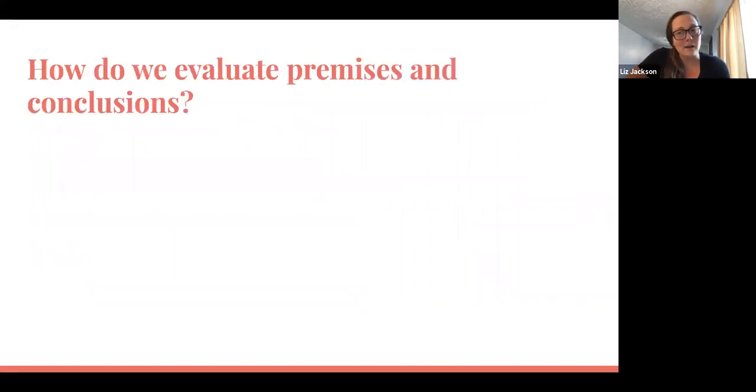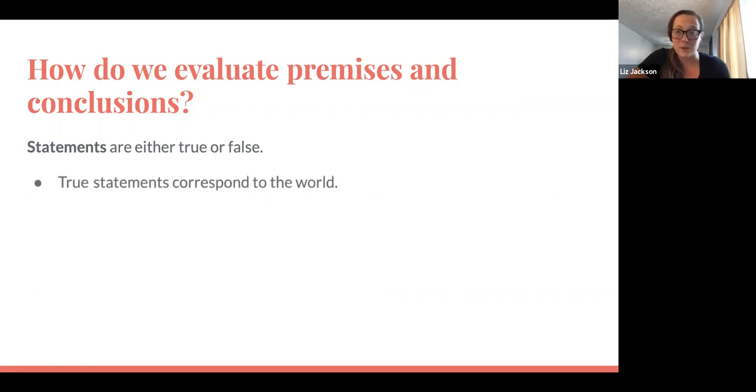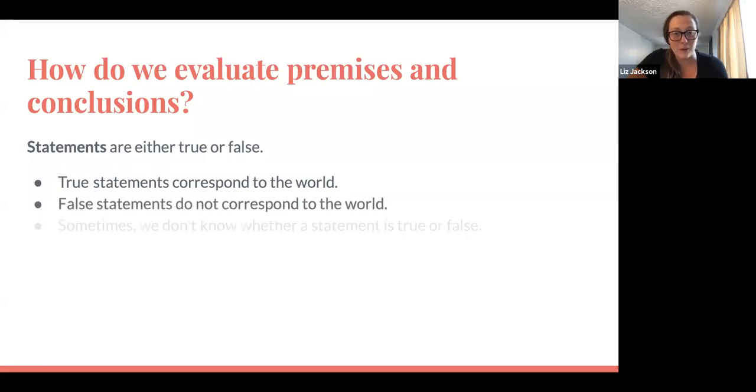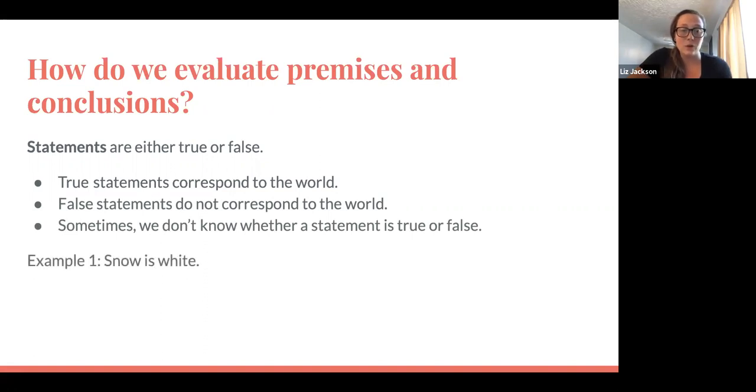Well, how do we evaluate premises and conclusions? Well, premises and conclusions, remember, they're statements. So they're either true or false. True statements correspond to the world. False statements do not correspond to the world. And sometimes we don't know whether a statement is true or false. So snow is white, that's a statement that corresponds to the world. So it's true.